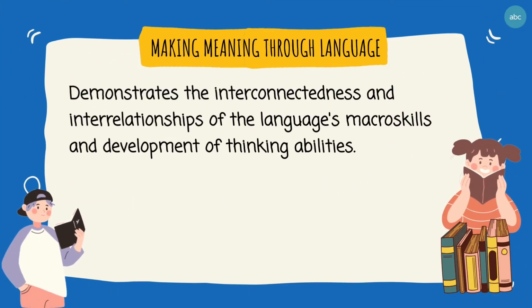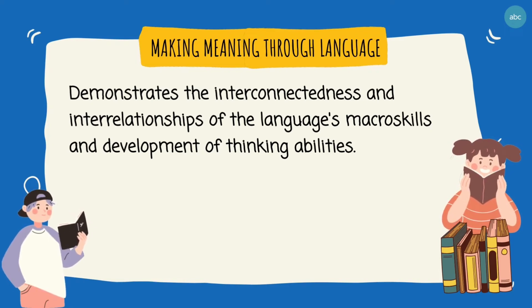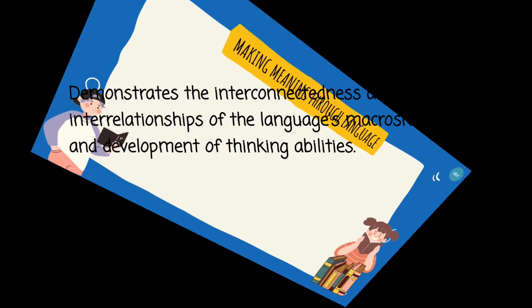Component 3 demonstrates the interconnectedness and interrelationships of the language macro skills and the development of thinking abilities that allow pupils to generate sense via language. Abilities, grammatical elements, structures, and various sorts of text will be taught and reviewed at progressively higher levels of difficulty and sophistication. Students can graduate from fundamental level to higher degrees of language usage using this approach.